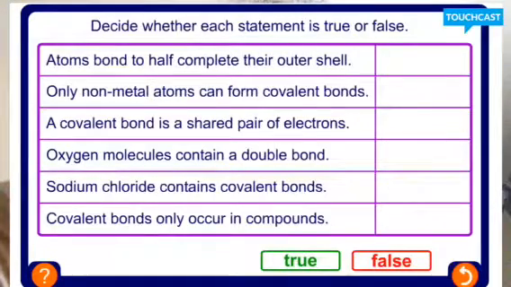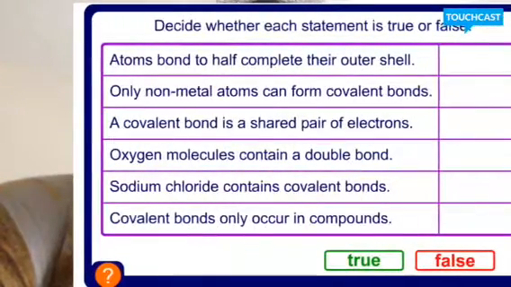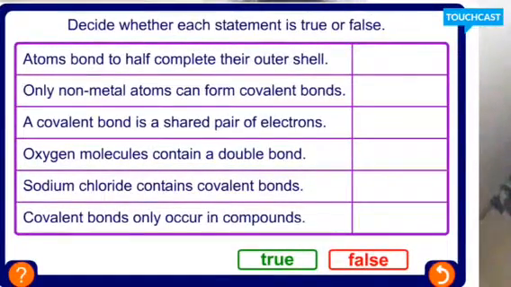So, atoms bond to half complete their outer shell. This is absolutely not true. Okay, it's false. Atoms want to make their outer shell full, not half complete. Only non-metal atoms can form covalent bonds, and this is absolutely true. It's only ionic bonding that involves metals and non-metals.